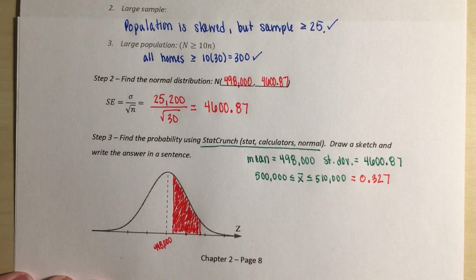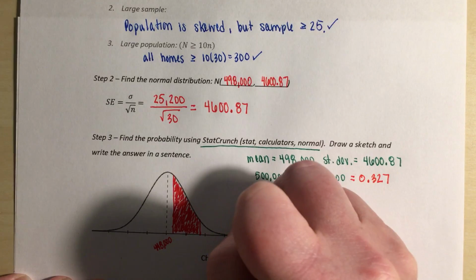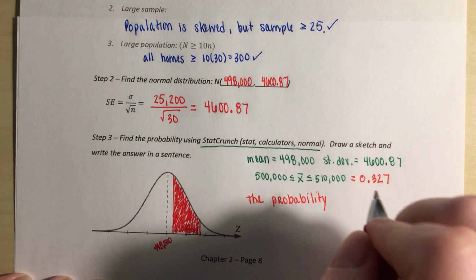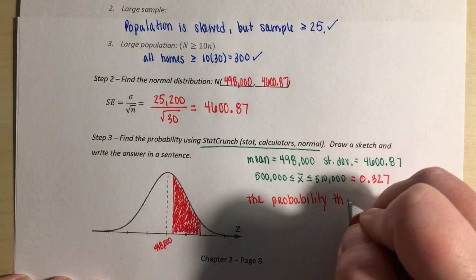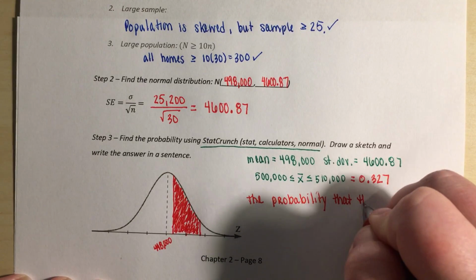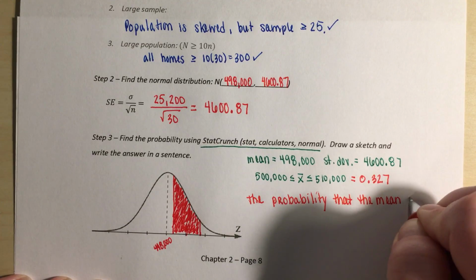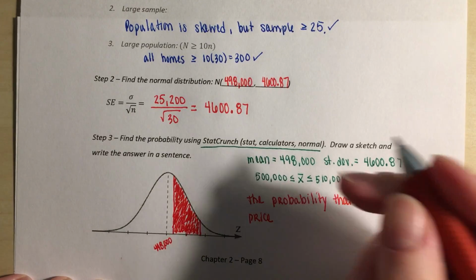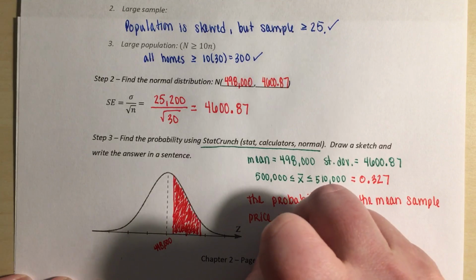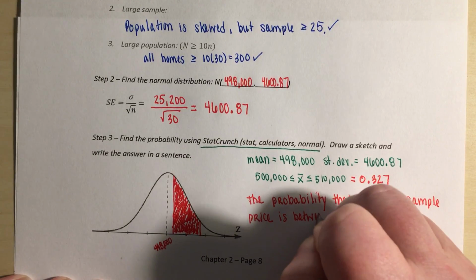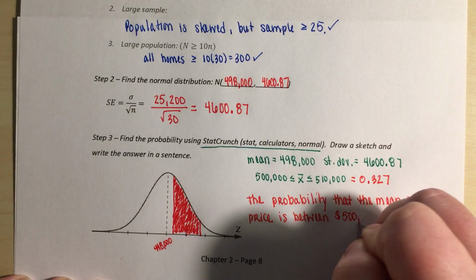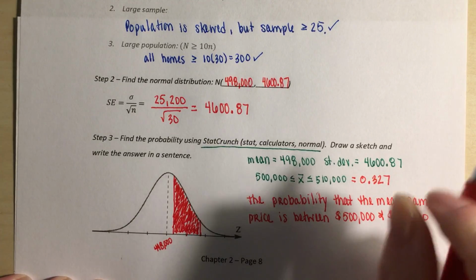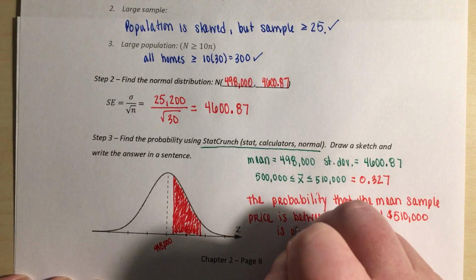So we can write out our answer in a sentence. The probability that the mean sample price is between 500,000 and 510,000 is about 32.7%.